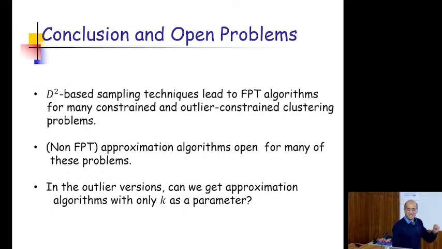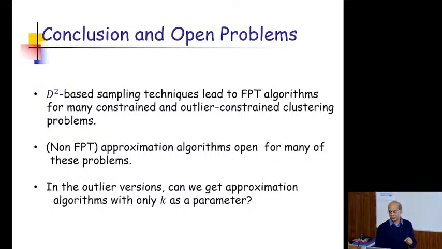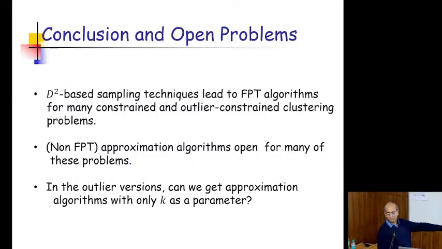In the outlier version, we have m as a parameter as well, so it's not clear if you really need that. Can you just get an FPT PTAS which depends on k only, not m as an additional parameter? That's something we don't know.